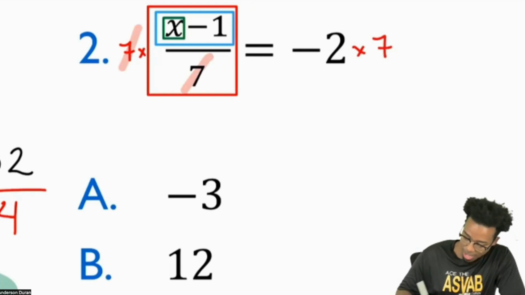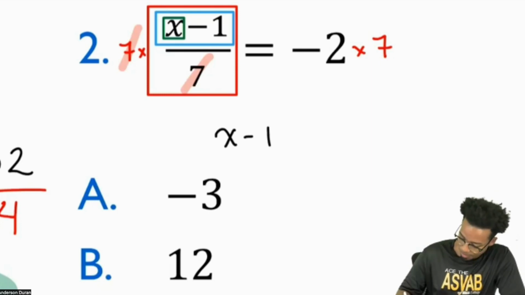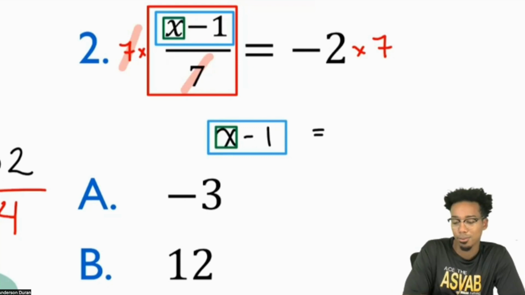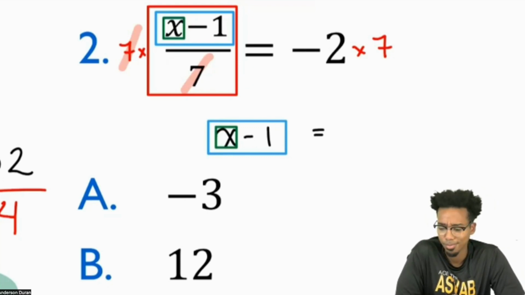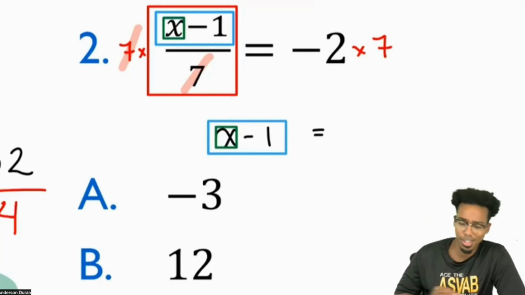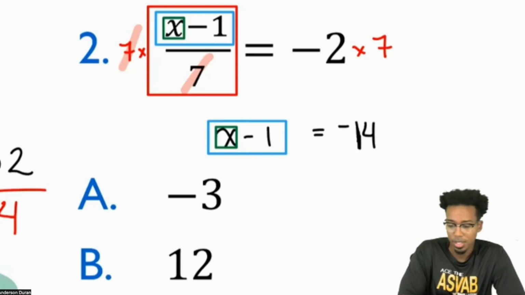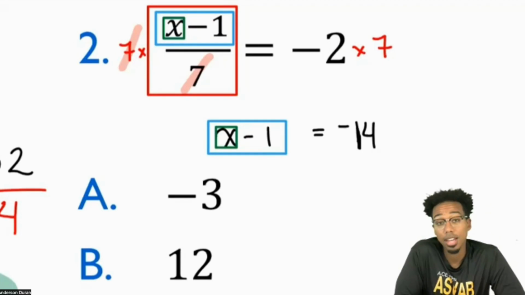That's how we get rid of that right there, leaving us with x minus 1. Let me go ahead and just copy this over, right over here. And then everybody, negative 2 times 7, what's that going to be? Right, negative 14. Negative 14, nice and easy. And again, a negative times a positive is a negative. So 2 times 7 is 14, so a negative times a positive gives you that negative 14.